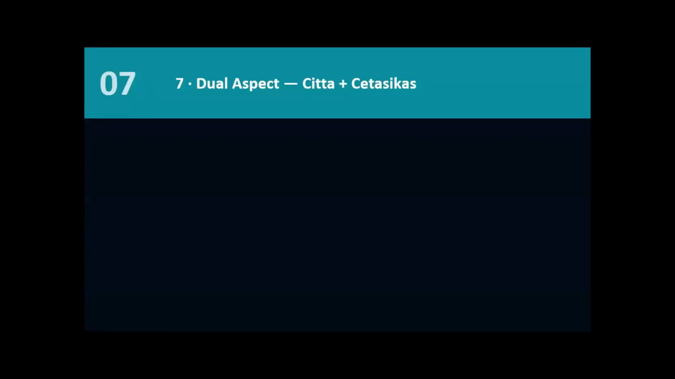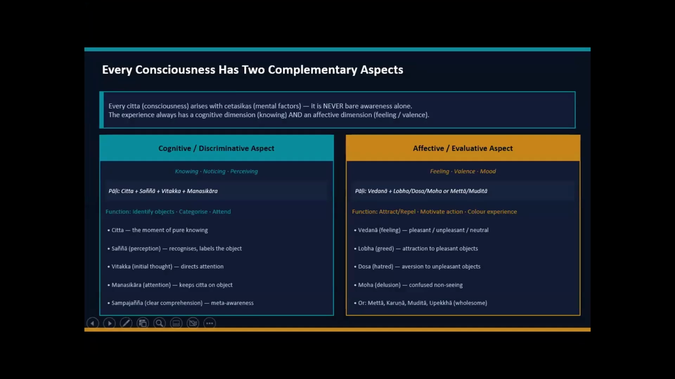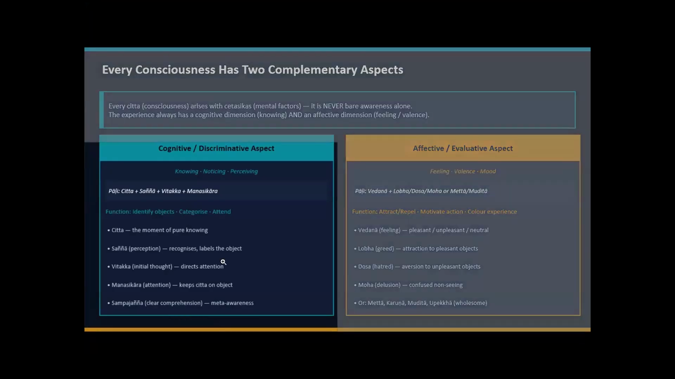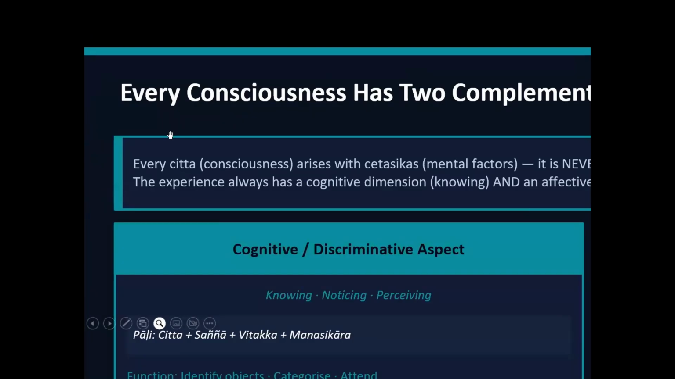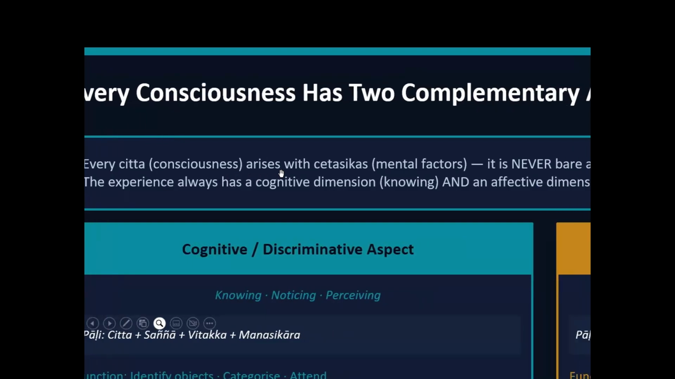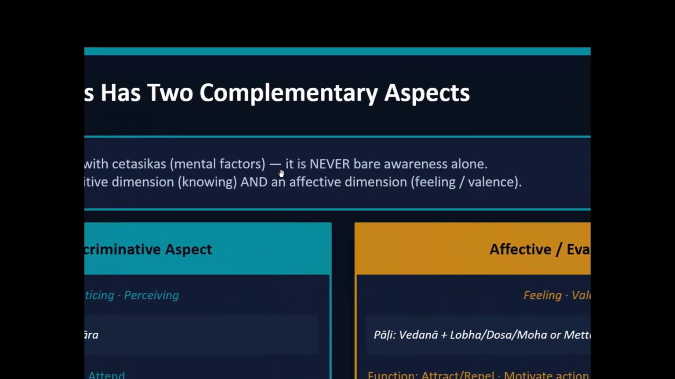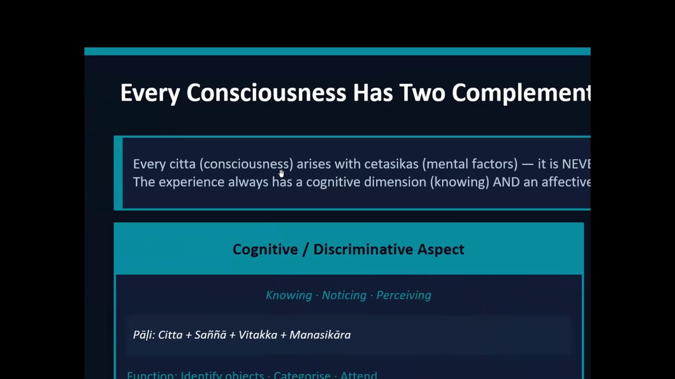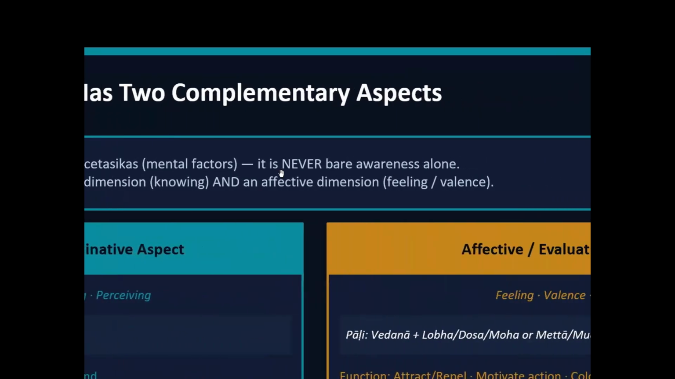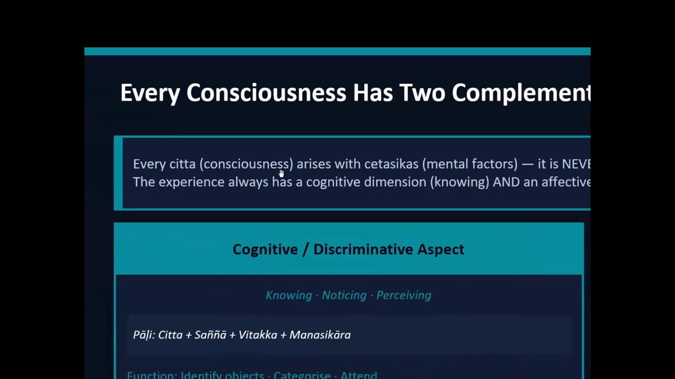Next, you look at the dual aspect, chitta and chittasika. So what is that? Every chitta, or consciousness, arises with chittasika, mental factors, and is never bare awareness alone. Remember that it's never bare awareness alone. The experience always has a cognitive dimension, a knowing, and an affective dimension, feeling. This is how chitta and chittasika work.